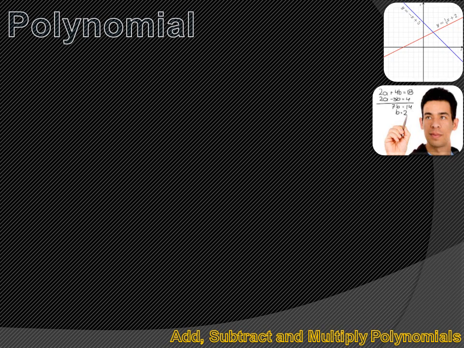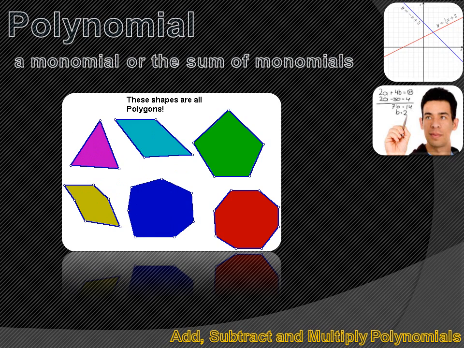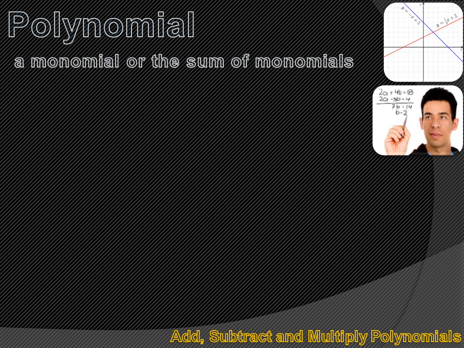Well, we know what a monomial is. What's a polynomial? Well, a polynomial is a monomial or the sum of monomials. Here's the way to remember it. Polynomial. Nomial is term. Poly is several. A polygon is a several-sided figure. A polynomial is an expression with several terms. It can have just a single term.